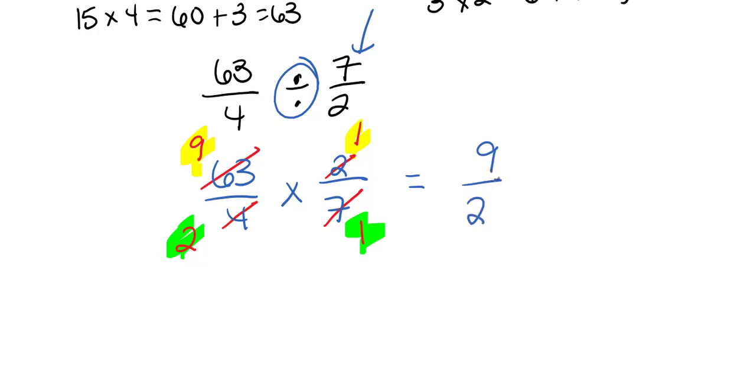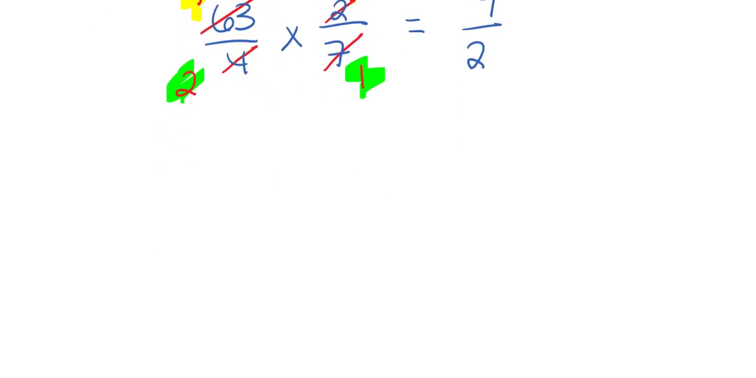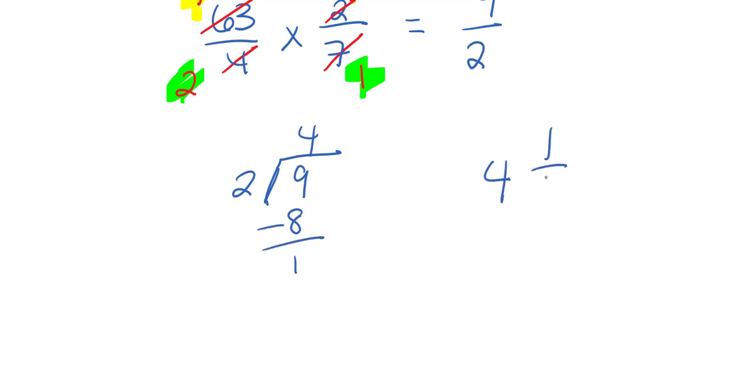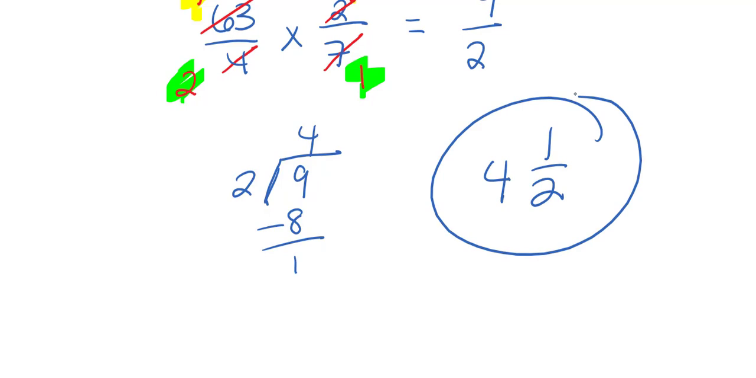And then we're going to go ahead and convert this improper fraction into a mixed number. So we go 9 divided by 2, and we get 2 can go into 9 4 times. We subtract, we get 1. So we have 4 and 1/2 as our solution.